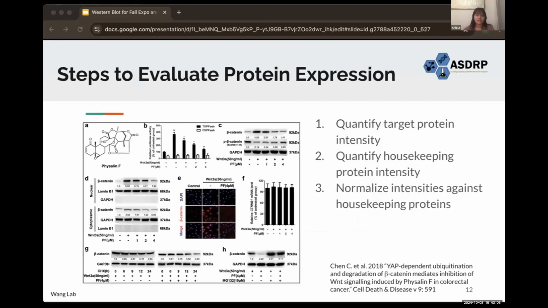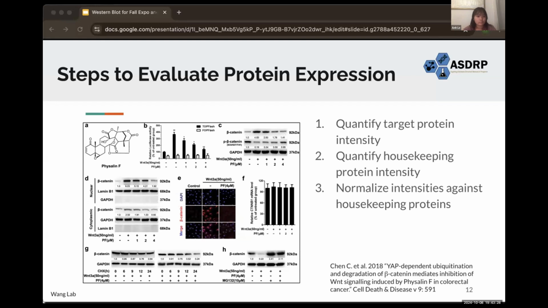So to add on to that, housekeeping proteins are proteins that are assumed to have consistent expression across different cell and tissue types. For example, a very popular one is GAPDH. It's used in glycolysis, DNA repair, apoptosis, so it's very common amongst all cell types. And so it's used as a baseline to compare changes in target protein expression.